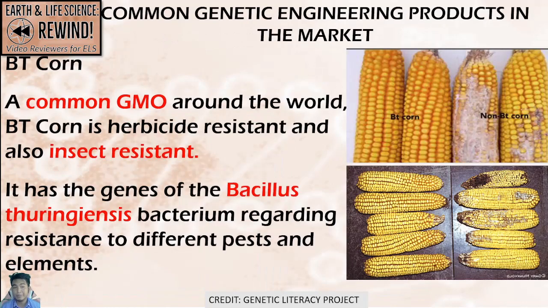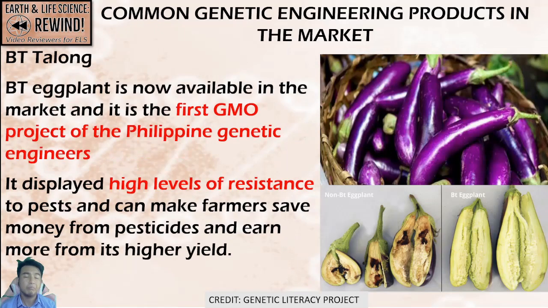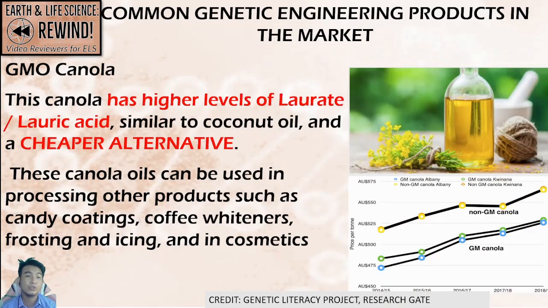Using the genes of the Bacillus thuringiensis, this common GMO around the world is an insect resistant and herbicide resistant crop. It is one of the most commonly used GMOs around the world. Bt Talon is proudly Philippine made and it's the first GMO project of the Philippine genetic engineers. It displayed high levels of resistance to pests and can make farmers save money from the pesticides and earn more from its higher yield. Again, Bt Talon takes its genes from the Bacillus thuringiensis.